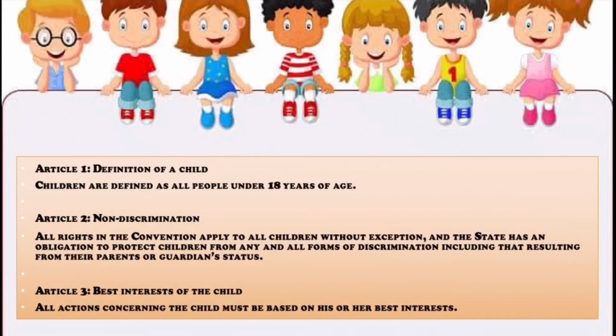Article 1. Definition of a child. In Article 1, the concept of a child was defined. It was stated in this article that anyone who is under 18 years of age is considered a child. In Article 2, non-discrimination. In Article 2, it was stated that all the rights of this convention must be applied to all children regardless of their status, gender. In other words, there is no exemption. The children must be protected from any types of discrimination, and this is the responsibility of the state.